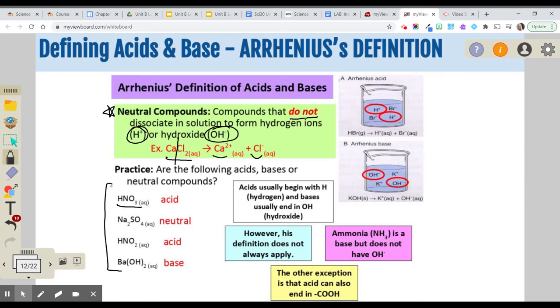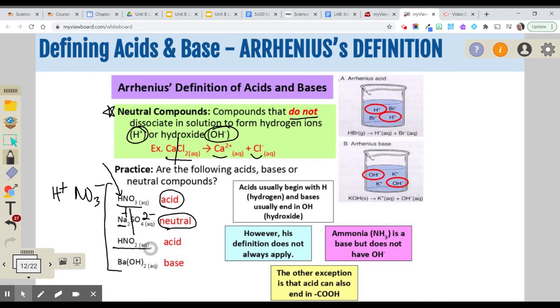Here we have a hydrogen ion attached to the nitrate ion. That's why it's considered an acid. A lot of times the acids you see with Arrhenius's definition all start with hydrogen, the majority of them. Something like sodium sulfate, if you break it into its ions, you've got your metal ion, sodium positive, and your sulfate 2 negative ion. There is no hydrogen ion and no hydroxide ion, so that is why that is neutral.